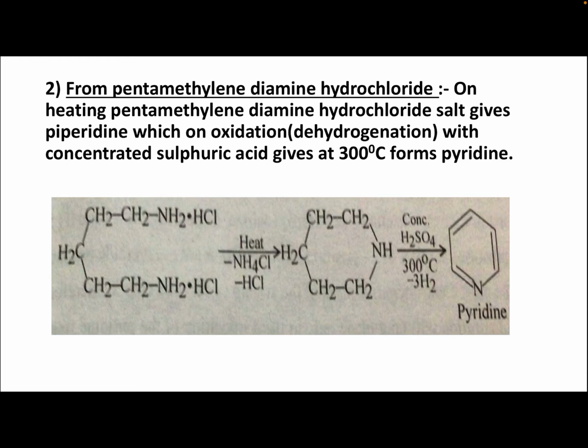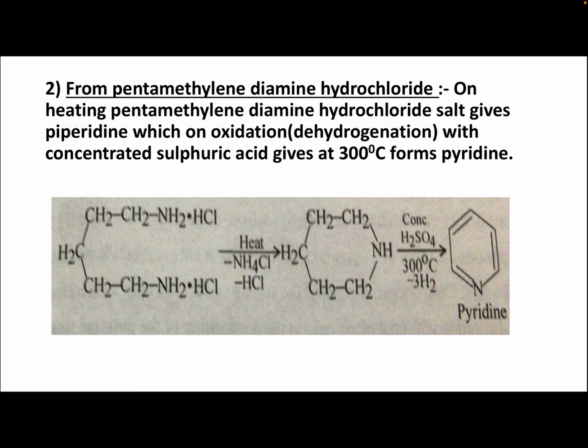Next, second preparation is from pentamethylene diamine hydrochloride. On heating, pentamethylene diamine hydrochloride salt gives piperidine, which on oxidation, that is dehydrogenation with concentrated sulfuric acid, at 300 degrees centigrade forms pyridine. So CH2, CH2, CH2, 5 CH2 are pentamethylene, then NH2, NH2 two times, diamine, HCl hydrochloride.